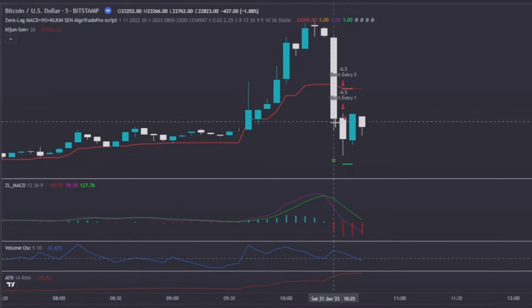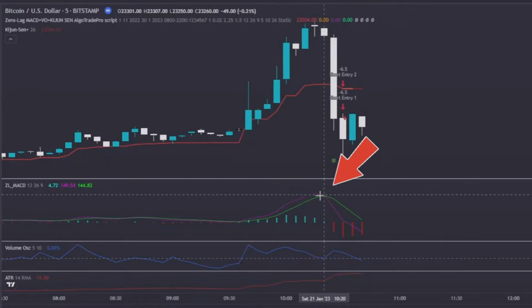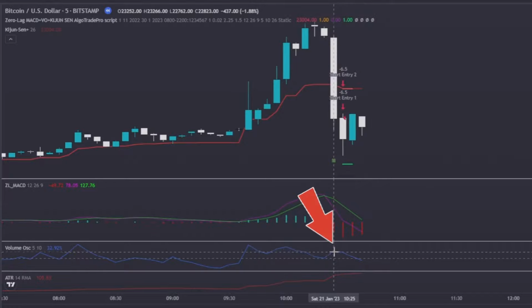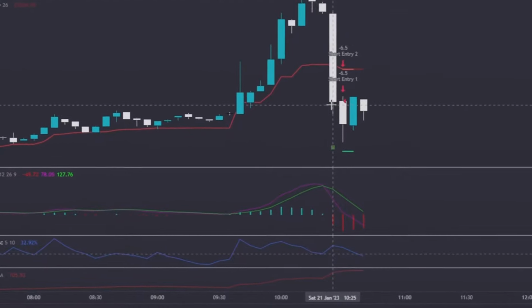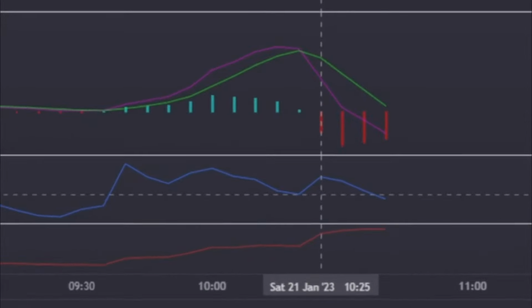As you can see, the zero lag MACD gave a sell signal above the histogram, the volume oscillator is above the 0, and the price is under the moving average. Also, you can see that this signal appears during the London session too.